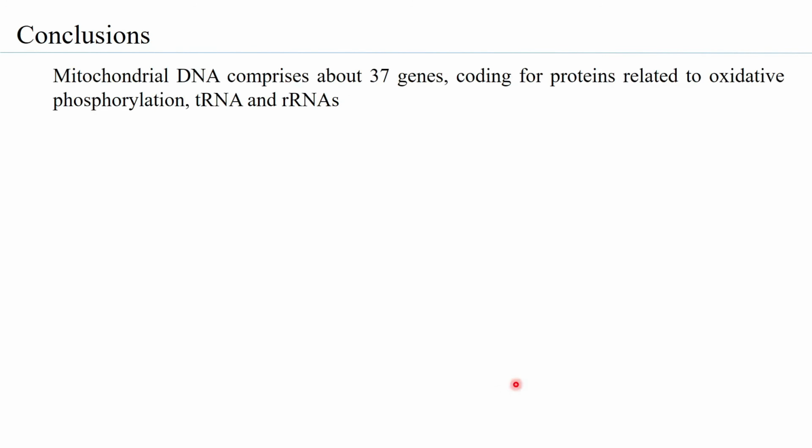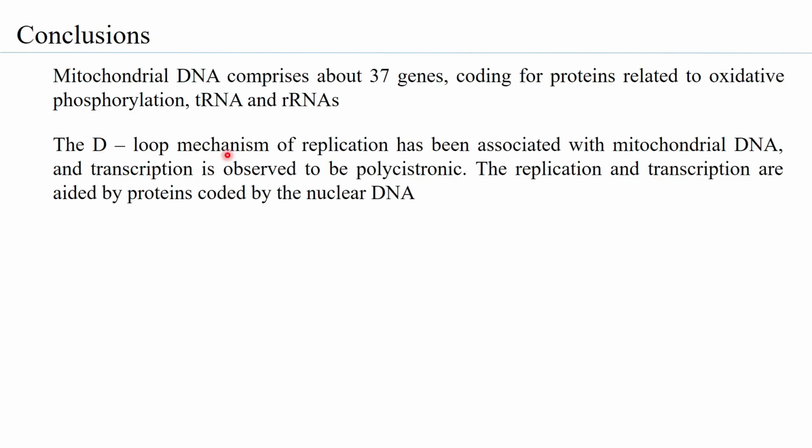Let us make the conclusions. Mitochondrial DNA comprises about 37 genes coding for proteins related to oxidative phosphorylation, tRNA and rRNAs. The D-loop mechanism of replication has been associated with mitochondrial DNA. However, here I would definitely like to point out that there are many studies that suggest that it could be the conventional form of replication as well, where the leading and the lagging strand are synthesized simultaneously, just like in the bacterial system. Transcription is observed to be polycistronic.